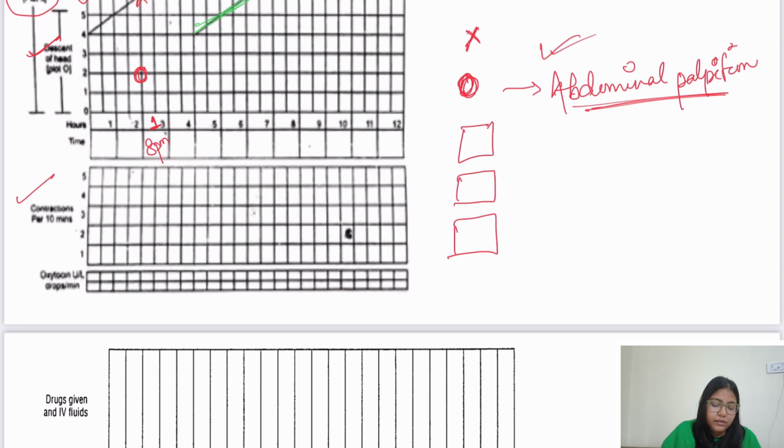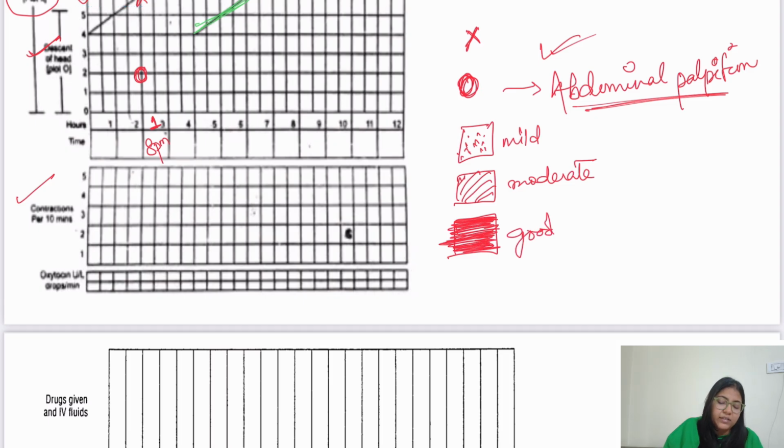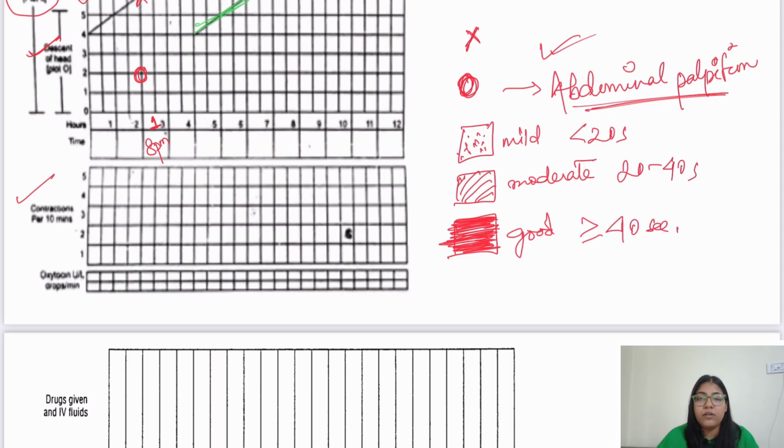So there is mild contraction, there is moderate contraction, and when it is all dark, it is good contraction. So mild contraction lasts for less than 20 seconds, moderate for 20 to 40 seconds, and good is more than or equal to 40 seconds. So we need at least 3 contractions of good intensity for a labor to progress adequately.